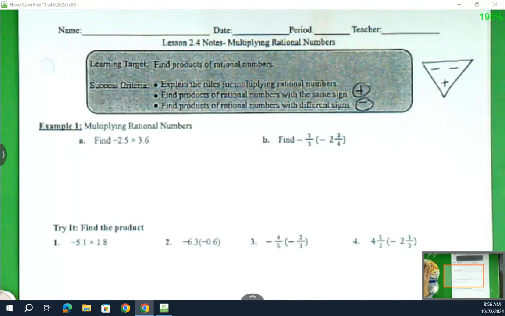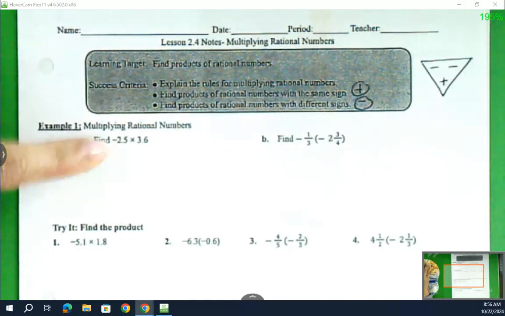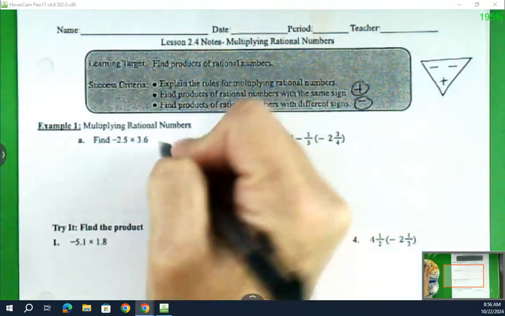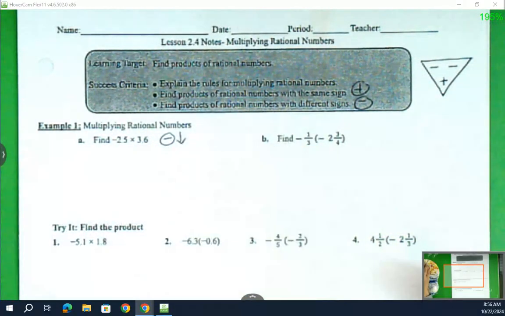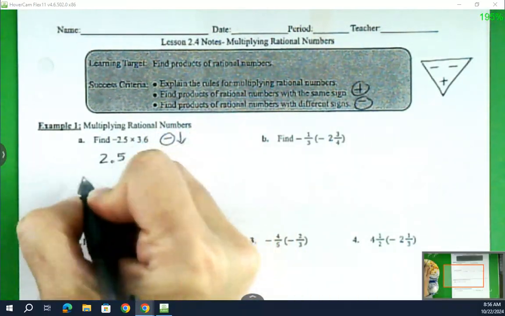So looking at example 1a, we have find negative 2.5 times 3.6. Well, we have a negative times a positive. So if I have a negative times a positive, my answer will be negative. And I write that down so that I'll remember the sign after I do my regular decimal multiplication.